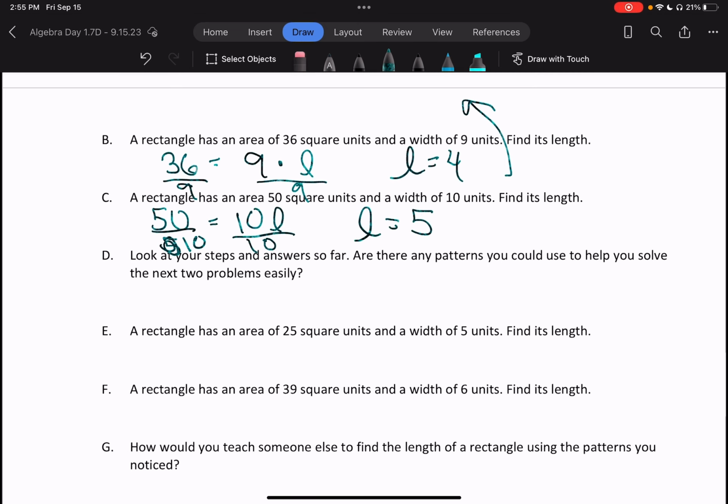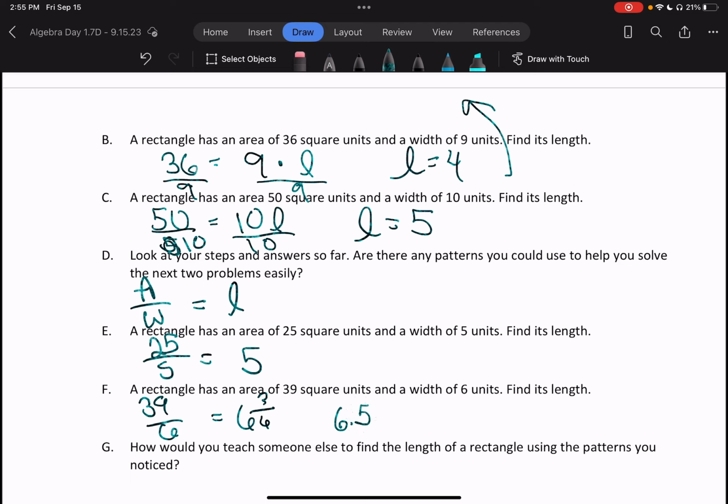Now, if we look at our steps so far, are there any patterns you could use to help you solve the next two problems equally? Well, I can see if I divide area by the width, then I'm able to get the length. So if we do 25 divided by 5, we get 5. If we do 39 divided by 6, you'll get 6, and you'll have 3 left over. So 6 and 3/6, or 6.5.